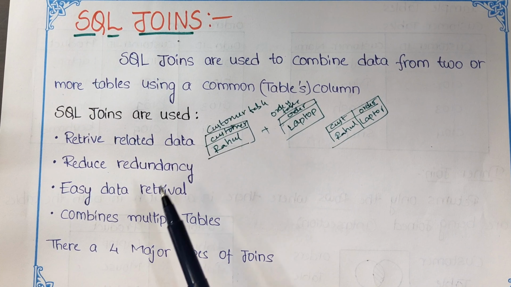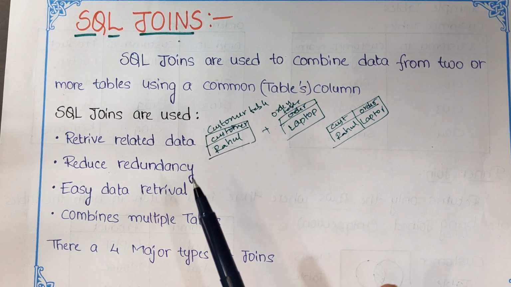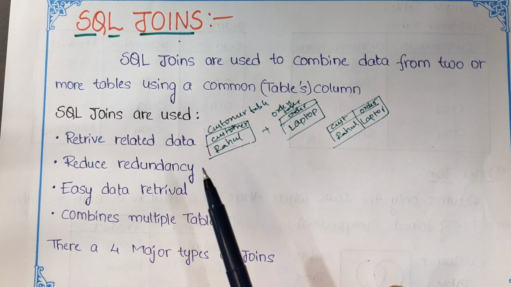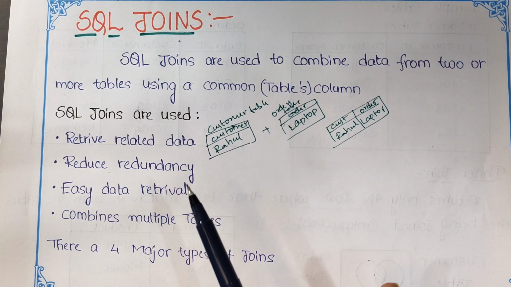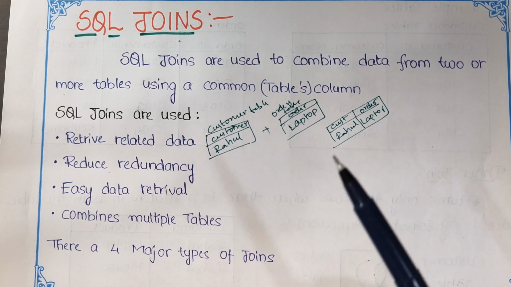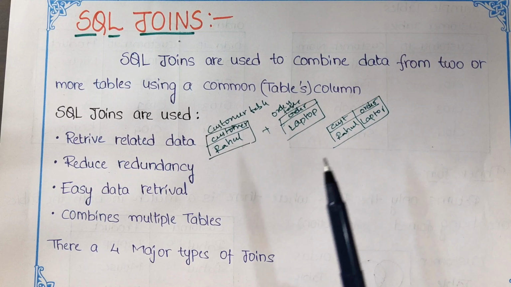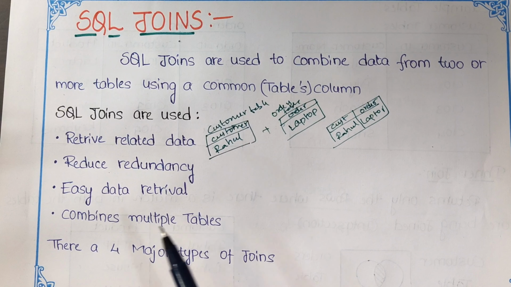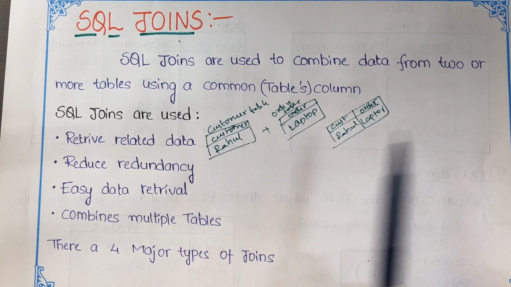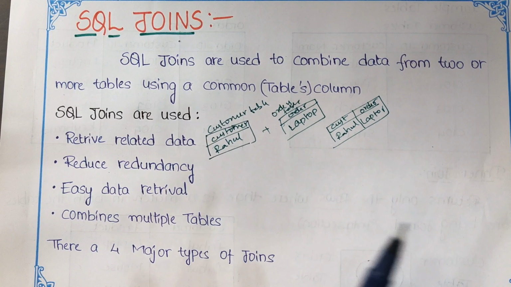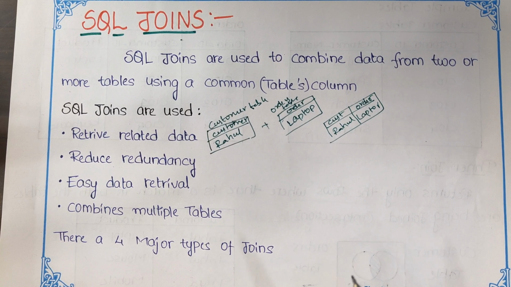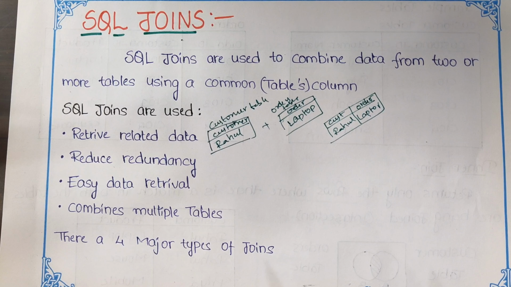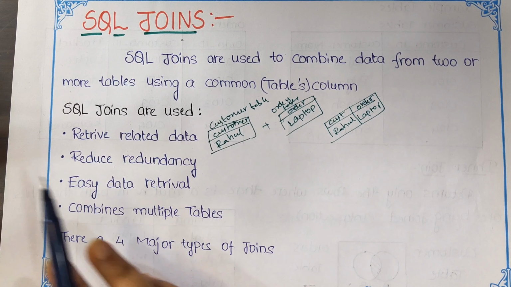Easy data retrieval. Instead of searching many tables separately, one SQL query is used to retrieve all the information. This SQL query is used to combine those tables and retrieve whatever information the person needs. Next, combining multiple tables. This allows us to join two or more tables and get the records from those tables in a separate table. So we get only the details which we are asking for. Next, we have four main types of joins: inner join, left join, right join and full outer join.